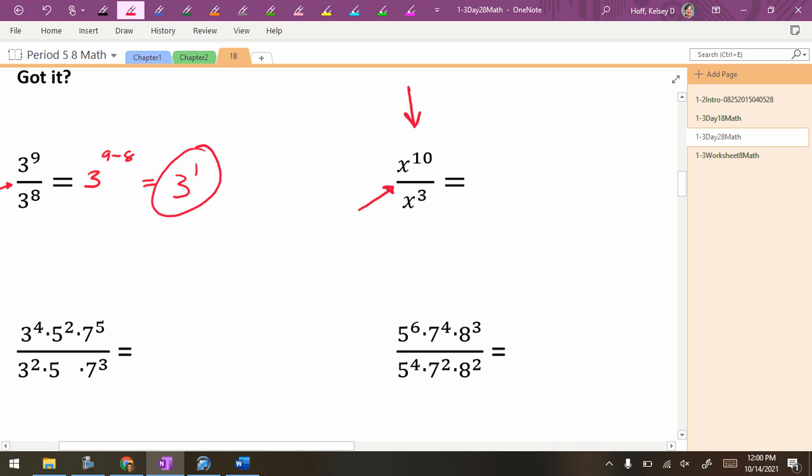All right, Allison, you get the next one. I'm dividing because there's a fraction bar. What's my base I'm keeping? X. What am I subtracting? And my final answer? X to the 7th power.